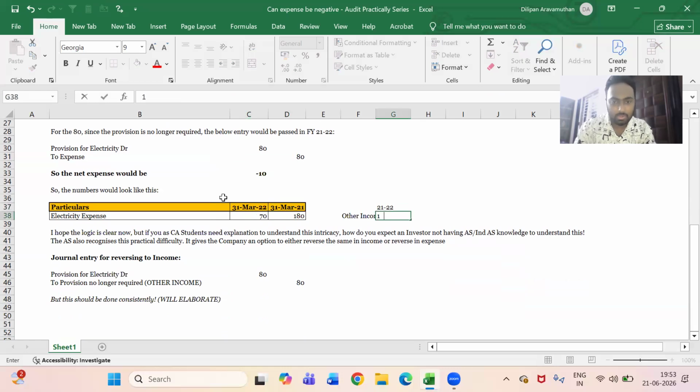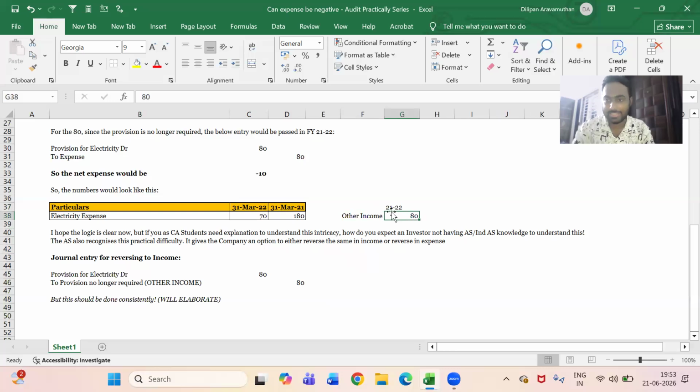And in your other income for 21-22, you would end up having a number of 10. Sorry, other income would be a number of 80, guys. So this is how your financial statements would look in this case, when you're following the second approach. The second approach is more foolproof and more easily understandable to an investor, because an investor would get bamboozled by the fact that an expense is even negative in the first place. So most companies actually follow the second approach to make it more investor friendly and to make the financial statements more lucid and easily understandable, right?